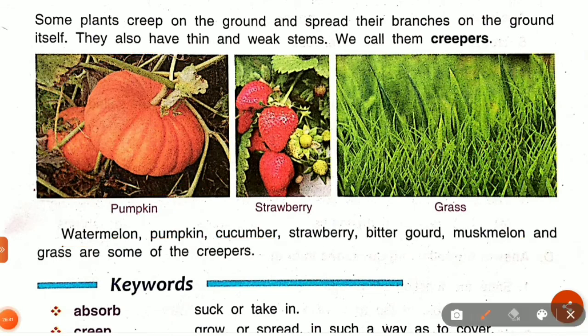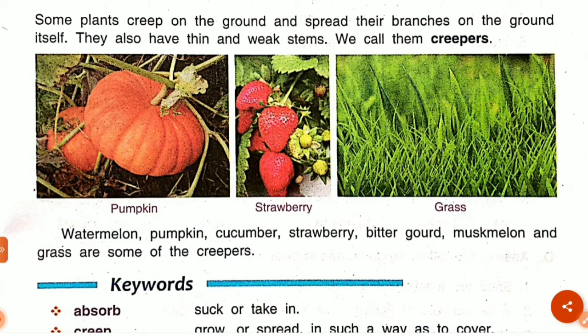And the pumpkin plant, it's a very large and heavy vegetable. What is the largest vegetable? Pumpkin is the largest vegetable. Can it grow straight? No, the plant cannot hold it. So what happens? Pumpkin grows on the ground. Same way, strawberry. How many of you have eaten strawberry? Put it in the comment box. So watermelon, pumpkin, cucumber, strawberry, bitter gourd, muskmelon and grass are some of the creepers.